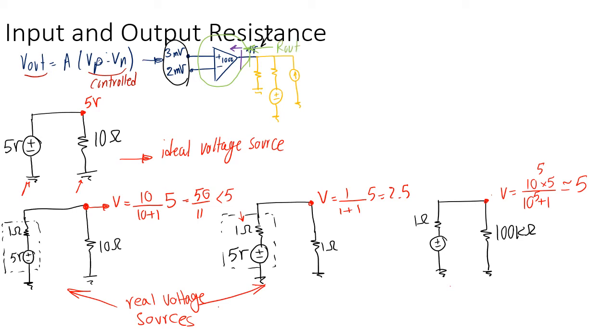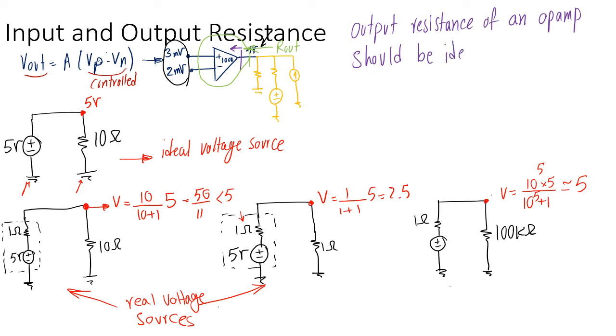So the output resistance of an op amp should be ideally 0. Okay, and we just talked about why and the rationale for that.